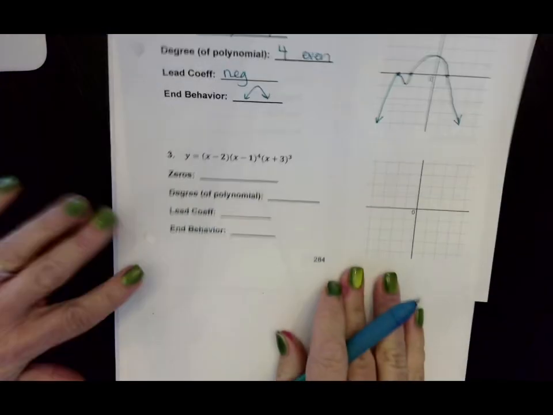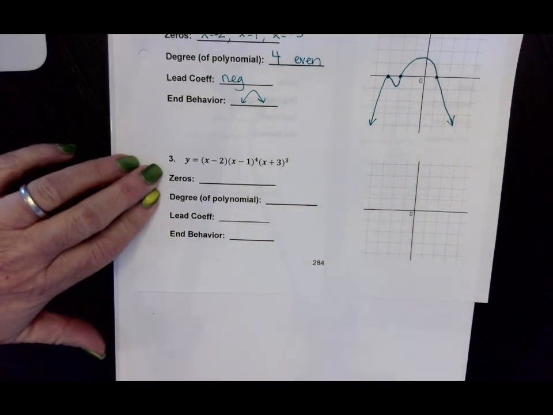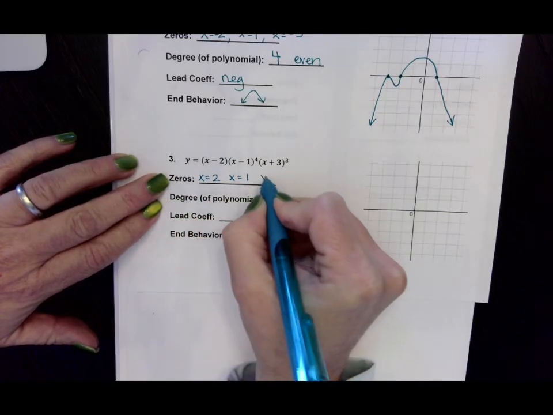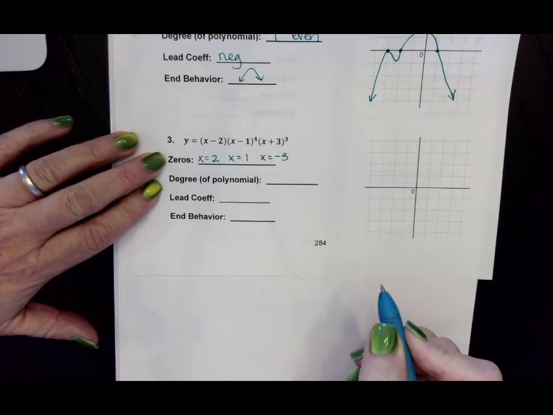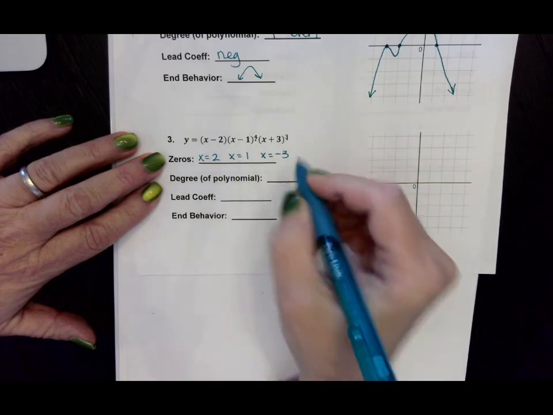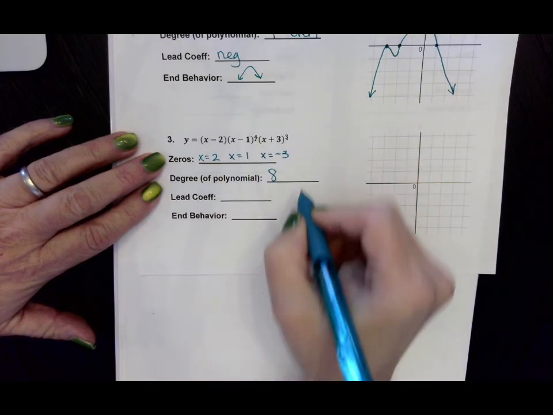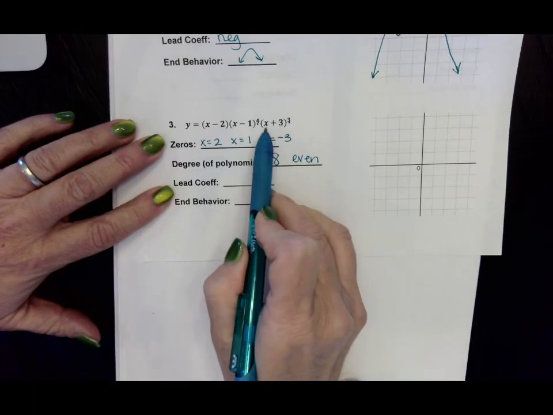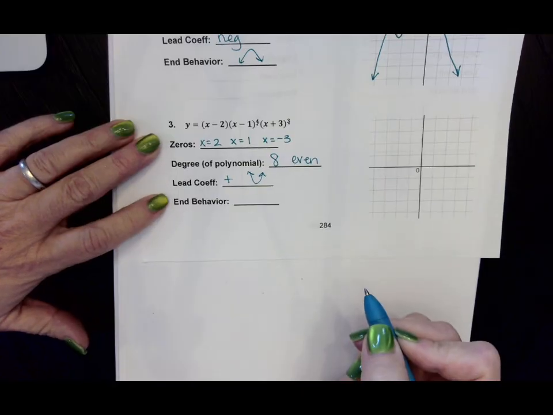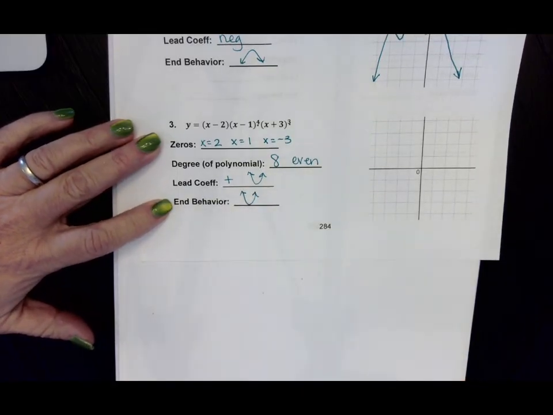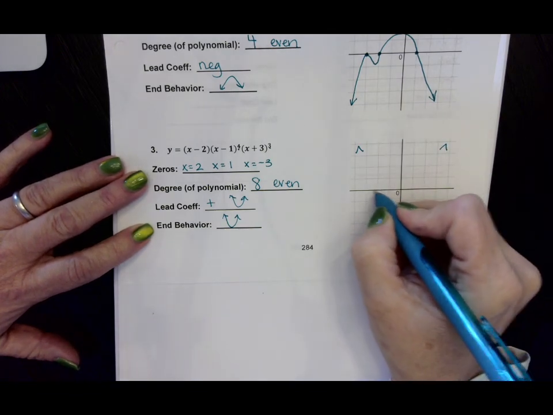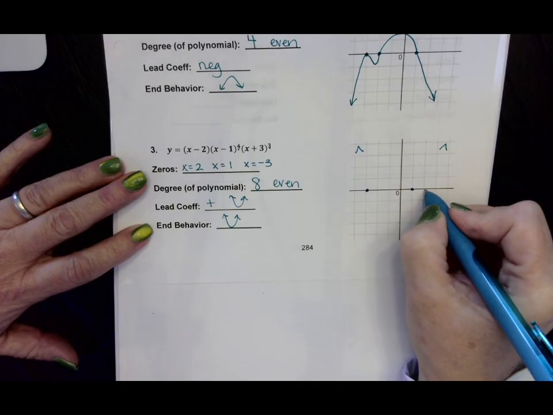All right, next one. So, excuse me, my zeros happen at x equals 2, x equals 1, x equals -3. So the degree of this polynomial, 3 plus 4 is 7, plus 1 is 8. So this is an 8th degree polynomial, which is even. My leading coefficient, positive, positive, positive. So even, positive, is up, up. Up, up. So my end behavior is there. So I know I'm going to end here. I'm going to end here. I can put my zeros. So negative 3, positive 1, positive 2.